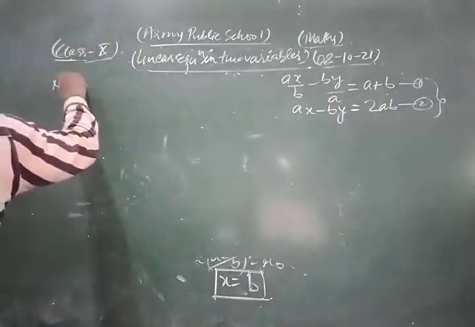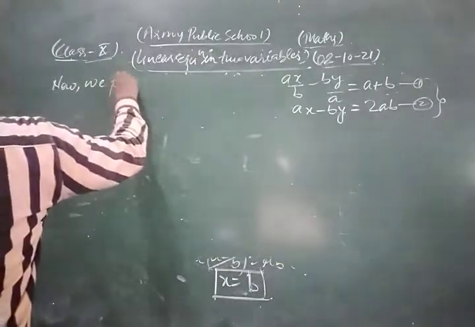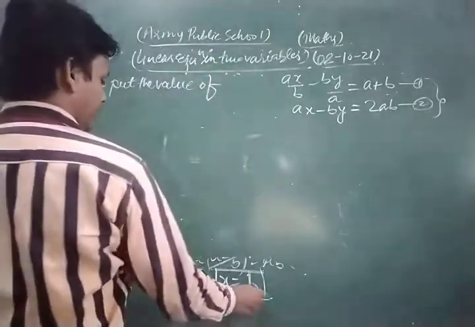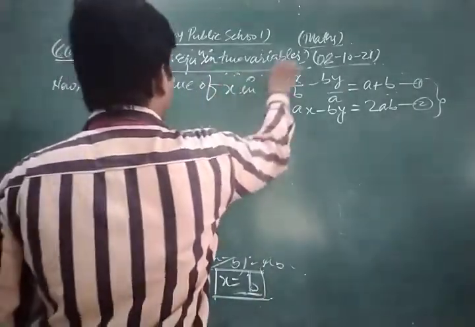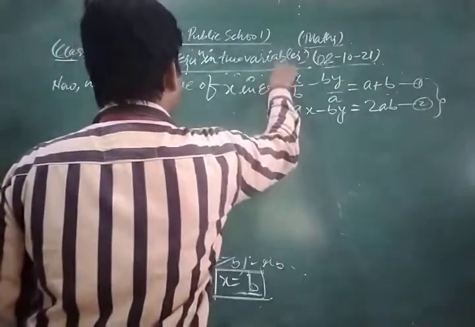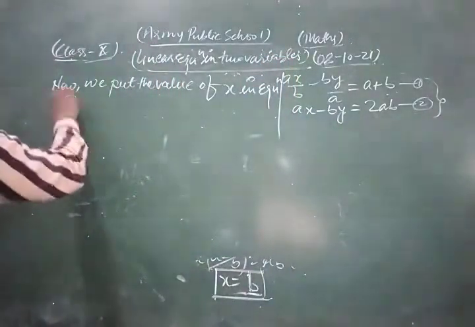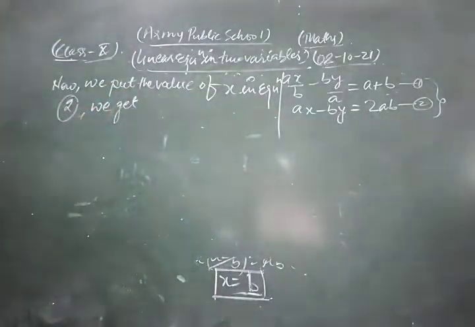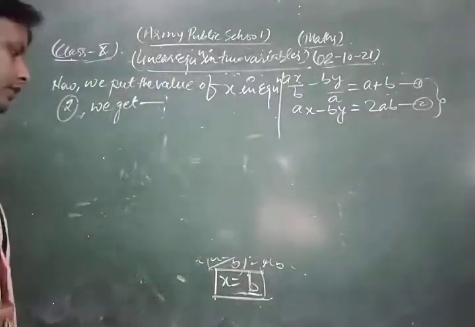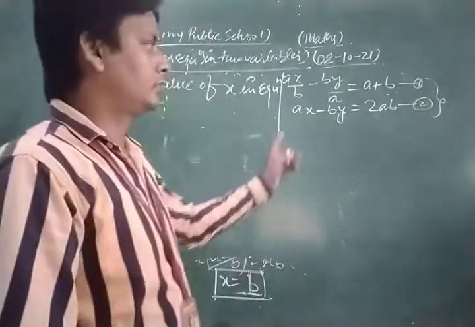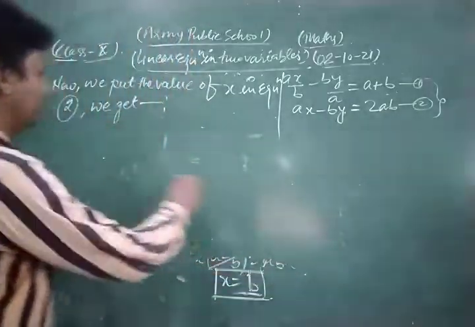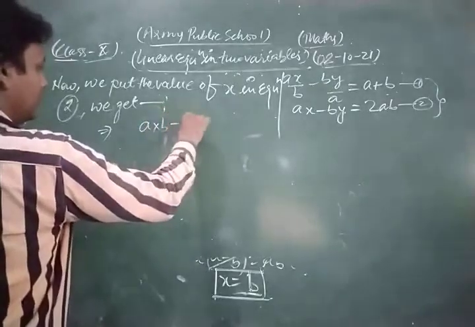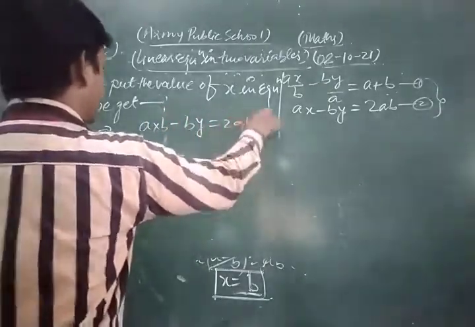Now we put the value of x in equation 2. We get, okay, we just put the value of x in equation 2. So we get what? Look, x is equal to b. So we have a into b minus by is equal to 2ab.